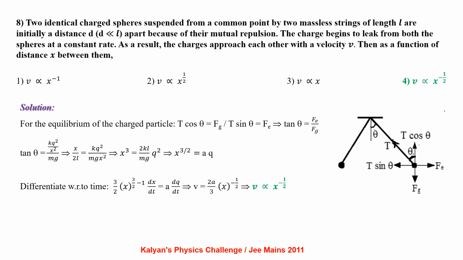Differentiate the above equation with respect to time. 3 by 2 into x power 3 by 2 minus 1 dx by dt equal to some constant a times dq by dt. It is given that dq by dt is constant and dx by dt is the speed of the particle. From there we get v equal to 2a by 3 x power minus 1 by 2, from which we can write that the speed of the particle is proportional to x power minus 1 by 2.